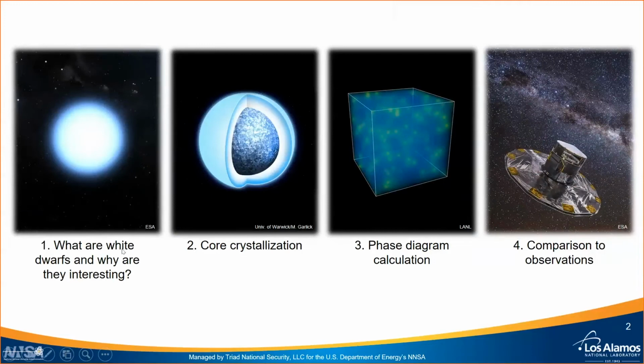So in the first section of my talk, I will take time to explain what a white dwarf is, why they are interesting objects, and what we can learn from those objects. Then I will move to explaining the phenomenon that's of interest here, which is the core crystallization of white dwarfs, where the carbon-oxygen plasma that makes up the interior of those stars undergoes a liquid to solid phase transition. This will then motivate the work that we've been doing on computing phase diagrams for such dense plasmas. And finally, I will conclude by comparing the predictions of our calculations to actual astronomical observations.